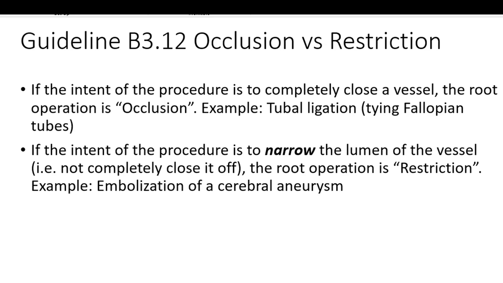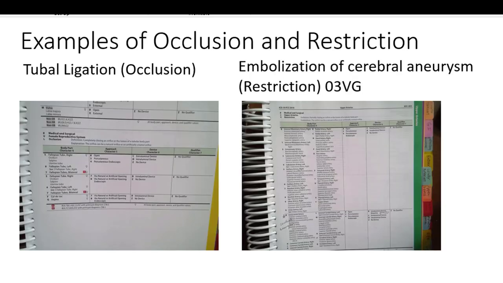But if your intent is just to narrow the lumen or the opening of the vessel, not completely close it off, that root operation is a restriction. An example of that is an embolization of a cerebral aneurysm. And here are the two that we just talked about. Tubal ligation, occlusion is your root operation. Embolization of a cerebral aneurysm, restriction is your root operation, and the table is given there.